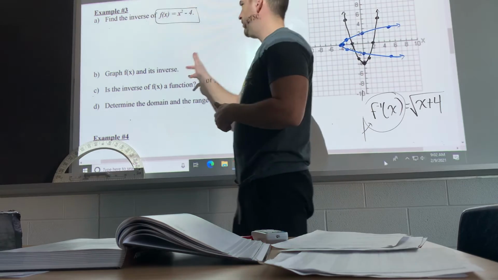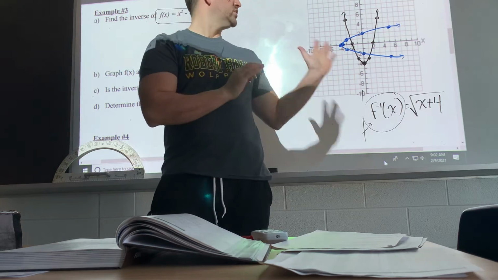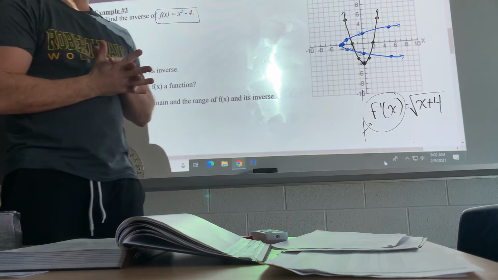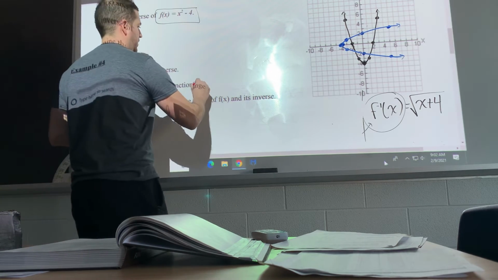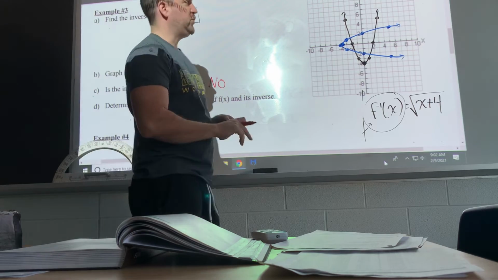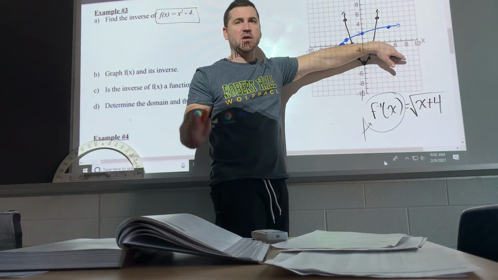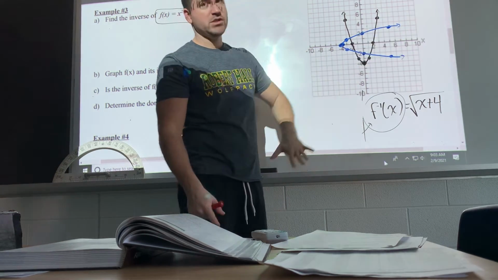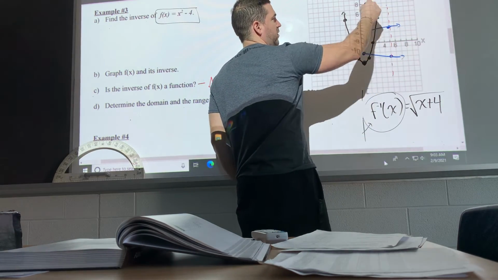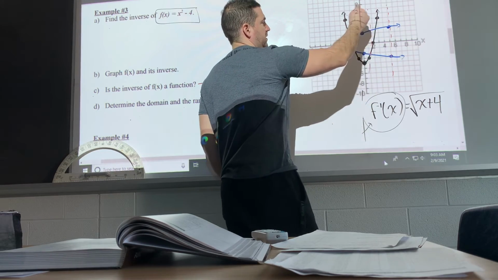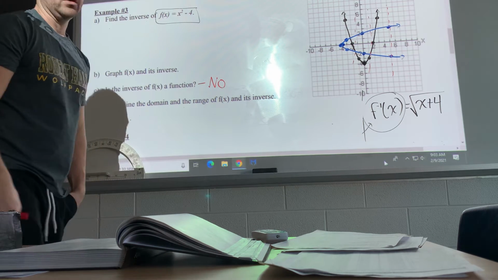Okay, so that's the graph. Part C, is the inverse a function? So looking at the graph, is the inverse a function? No. If it was just the one arm, it would be yes, because that would be like a square root function, but this is not. We have both arms. It doesn't pass the vertical line test. The vertical line touches more than 1 point. So it does not pass the vertical line test, therefore it is not a function.